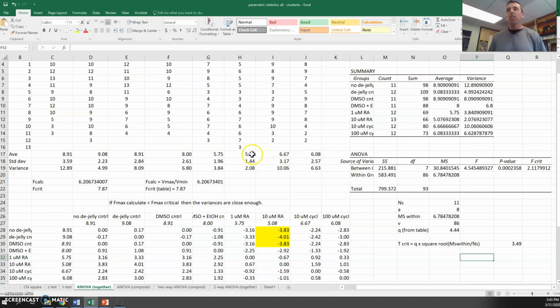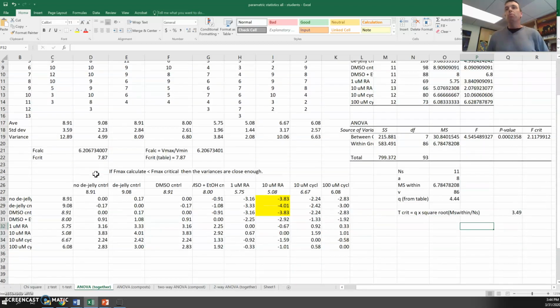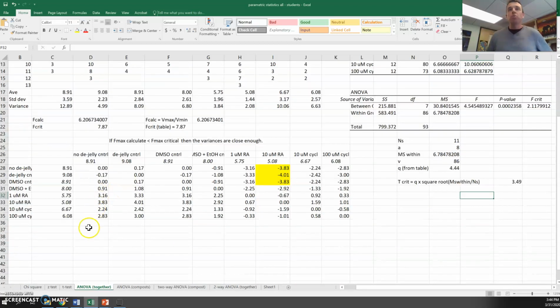However, maybe I look over here, I see 5 and I see 9. The difference between those two groups would be 4. And a difference of 4 is above my minimum cutoff to be called significant. So these two groups would be significant. This is what this is telling me. This is helping me identify that in this case, the 10 micromolar retinoic acid group must be significantly different from the D-jelly control group.